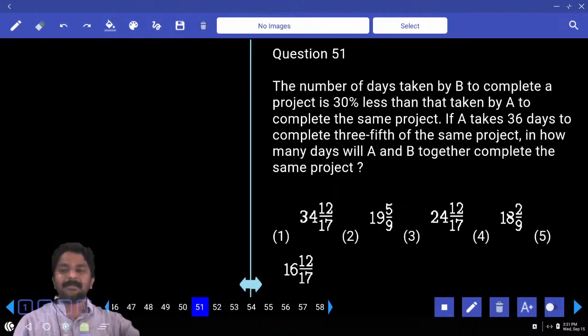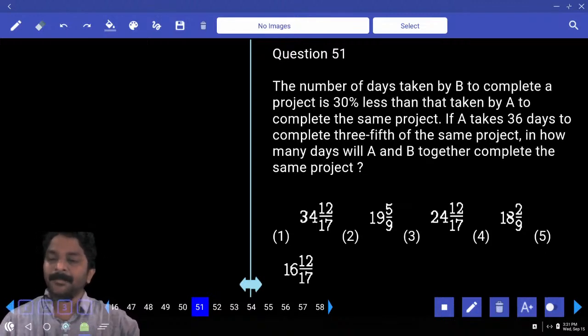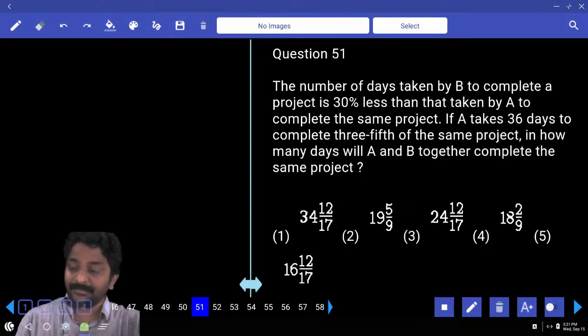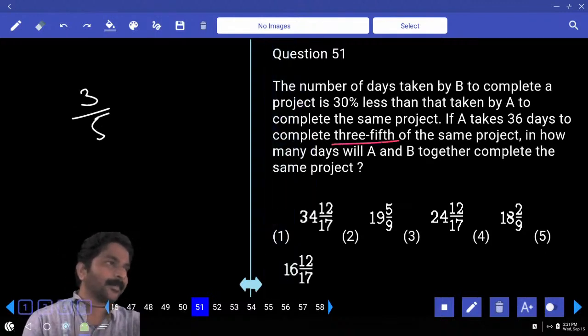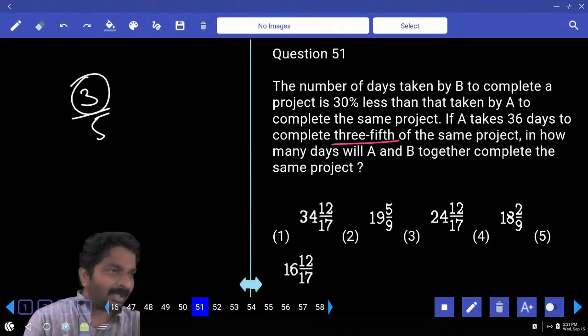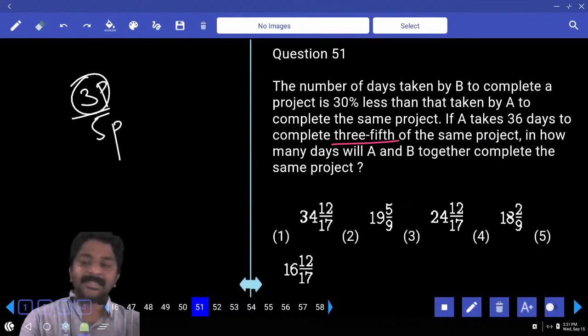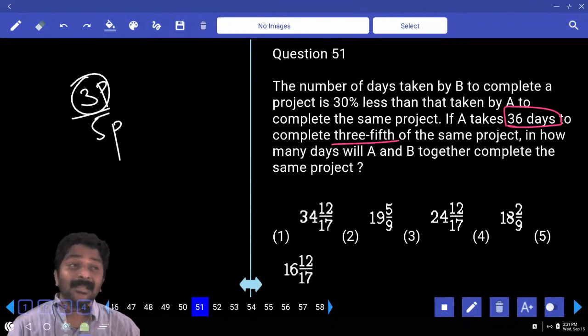The number of days taken by B to complete a project is 30% less than the time taken by A to complete the same project. If A takes 36 days to complete 3/5 of the work, come on, 3/5, I have told you many times. Numerator is work done now and denominator is total. So let us assume 5 parts is our total and 3 parts work is already done. 3 parts work is done in how many days? Then 1 part can be done in 12 days.